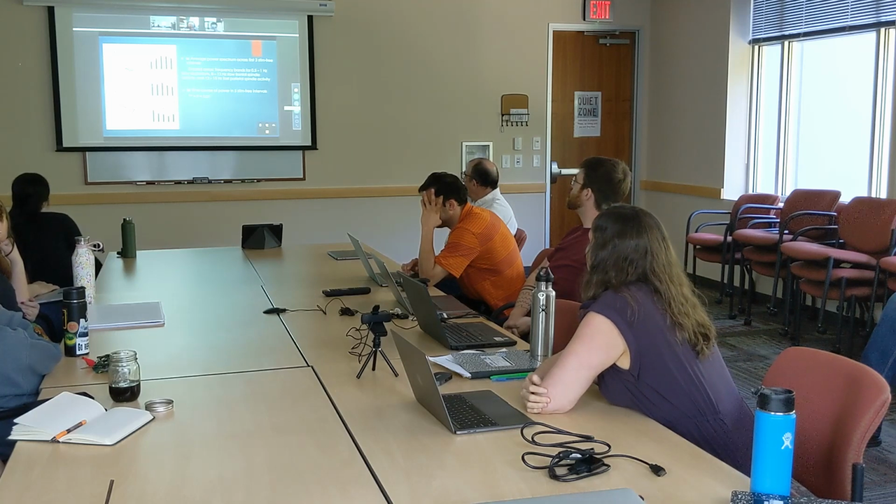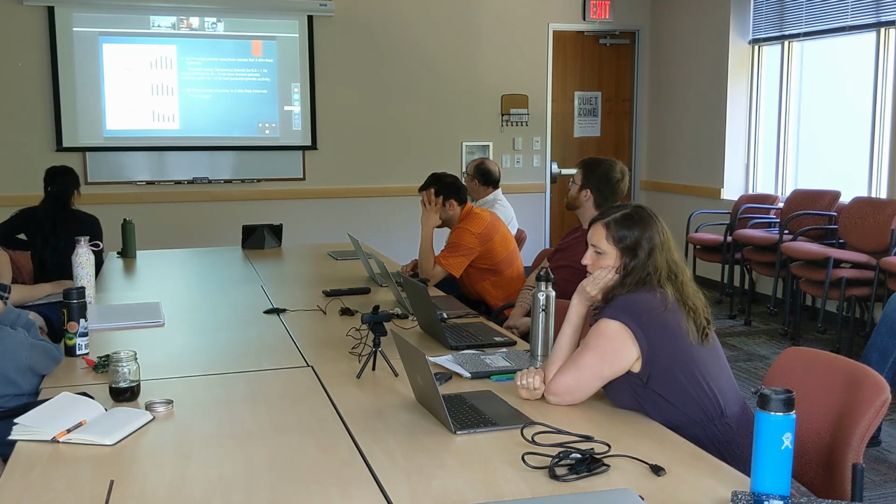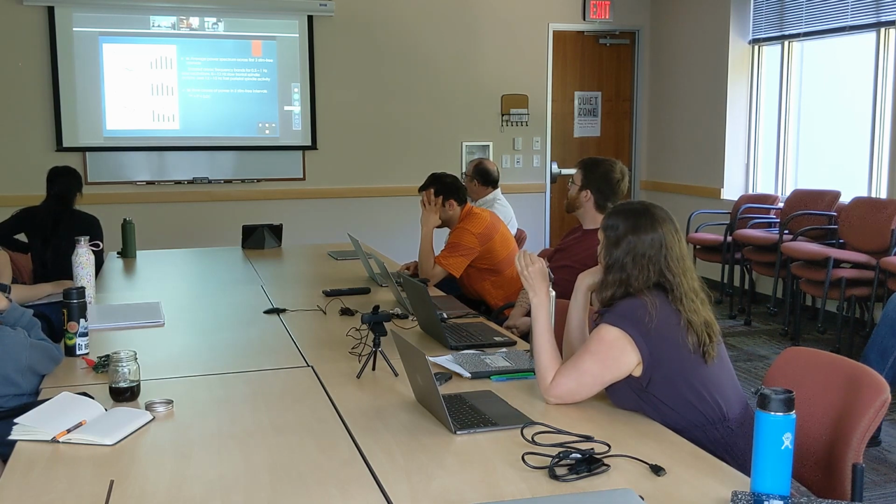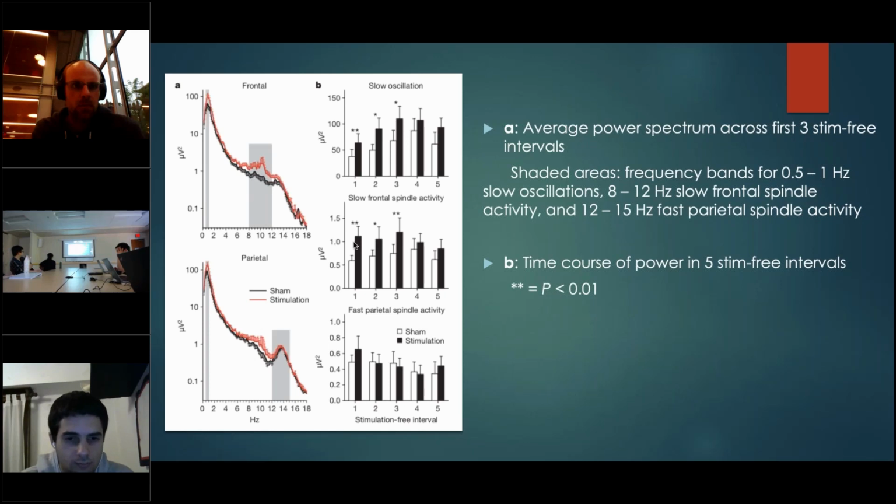Then, it might be kind of hard to see, but the panel on the left, panel A, shows the average power spectrum, and they just picked across the first 3 stim-free intervals. Remember there were 5 stimulation periods, and they just picked the first 3. The red is the stimulation and the black is the sham. And the gray bar is representing the frequency bands.